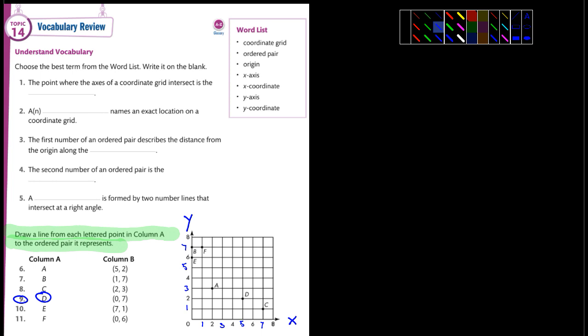So D is located X first, so we're going up from here. So it's 5. Then it looks like 2. Remember, y second, so it's 5, comma 2. So here's D. Where's 5, 2? There it is right there. So I'm just going to draw a line right there to 5, 2. So that's what you guys do with those. That's pretty straightforward, pretty easy.